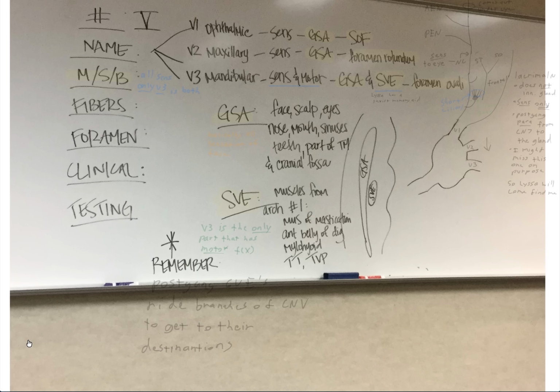Okay, so the names, I'm going to refer to them as V1, V2, and V3. That's what you're going to hear come out of my mouth. V, obviously meaning the Roman numeral 5, right? And 1, 2, and 3 being the different divisions. So 1 is ophthalmic, 2 is maxillary, 3 is mandibular. Those are their names. And of course the name of the whole thing is the trigeminal. Tri meaning 3.